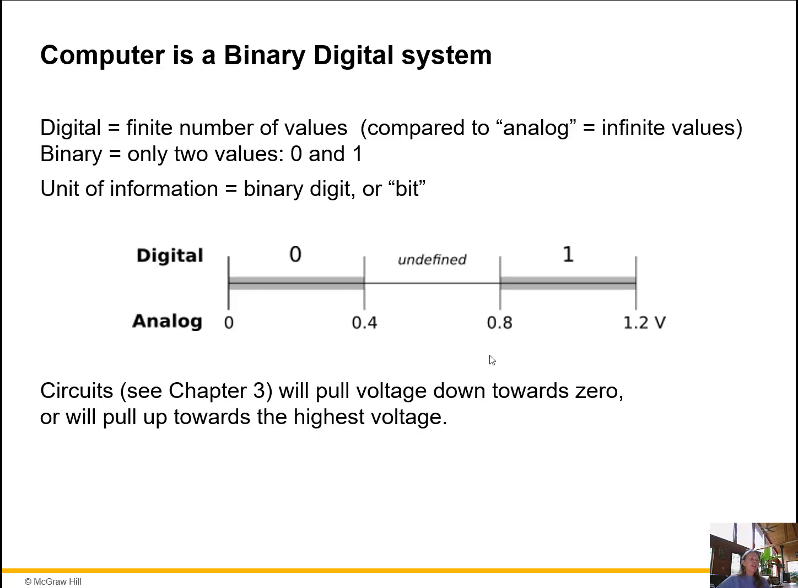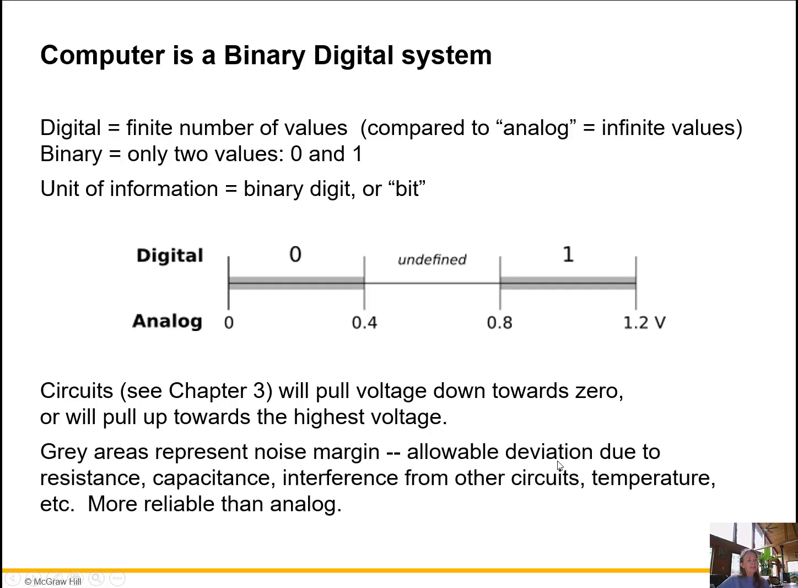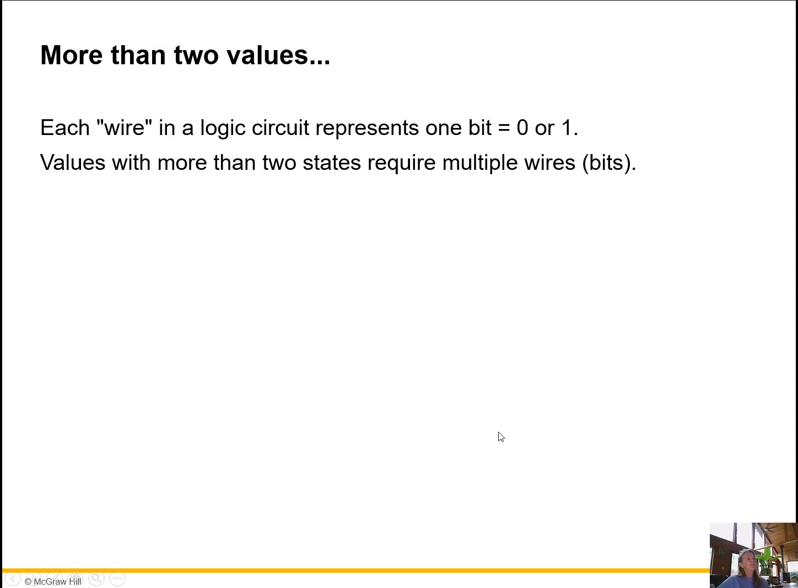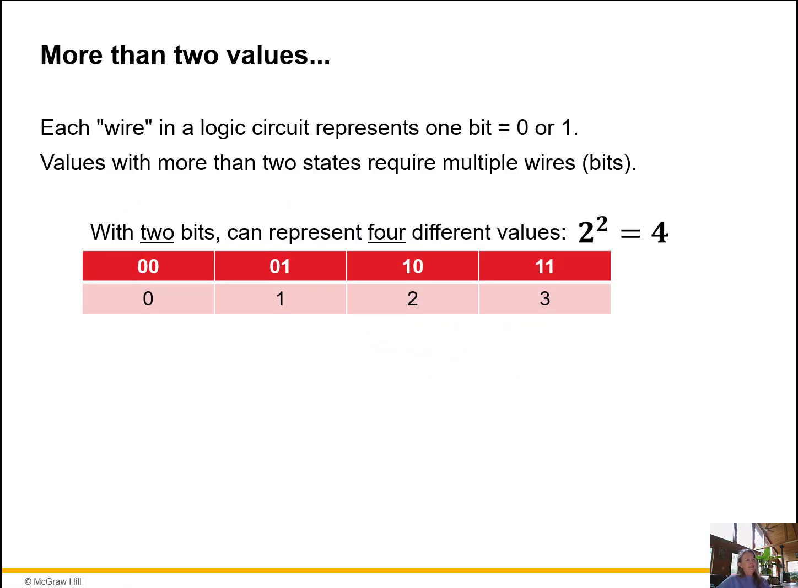In chapter 3, we're going to see how these logic gates work in order to give us our zeros and our ones. And we're going to try to make sure that we don't have anything that happens in between there in the no man's land. So each wire is either going to be a 1 or a 0, and the wire is just one single 1 or 0.